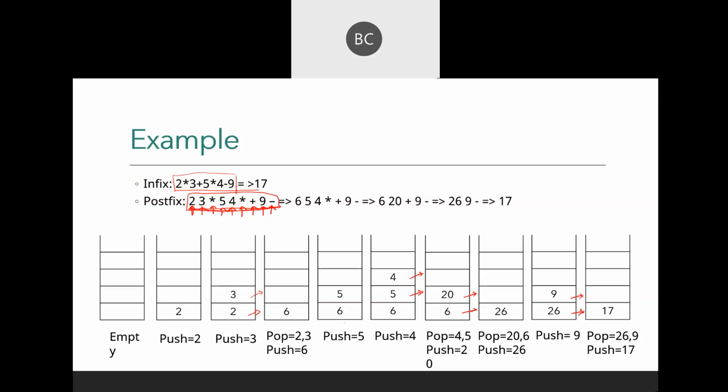Then again, in the next step, whenever you see numbers, push them to the stack. Whenever you find an operator, you pop out the top two operands, perform the operation, and push back the result. So this is how you evaluate postfix using a stack. Is this one clear?